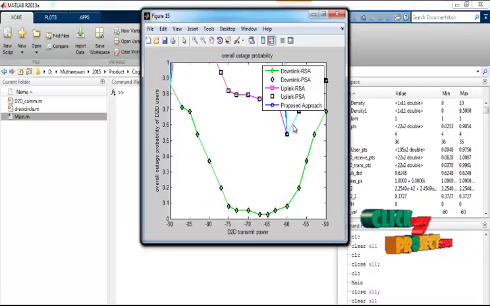RF energy harvesting based D2D communication is implemented for both downlink and uplink cellular networks. The PSA policy outperforms the RSA policy. At the same time, the uplink channel is preferred to the downlink channel when the cellular network has low density BSs.